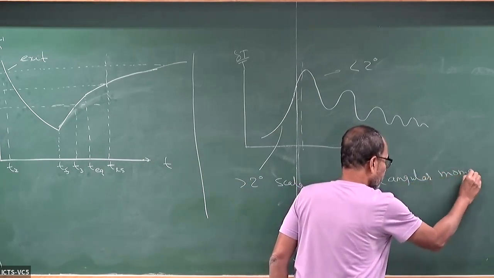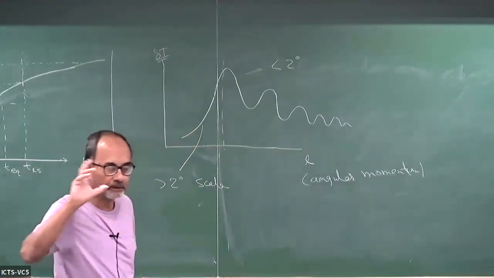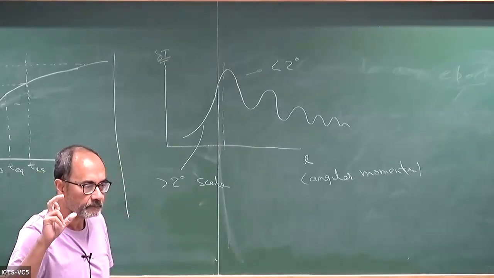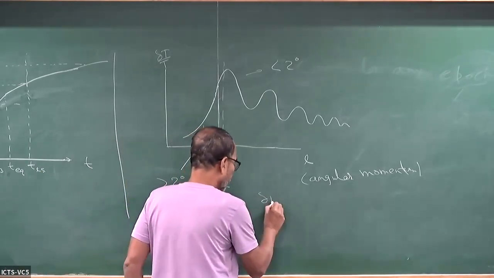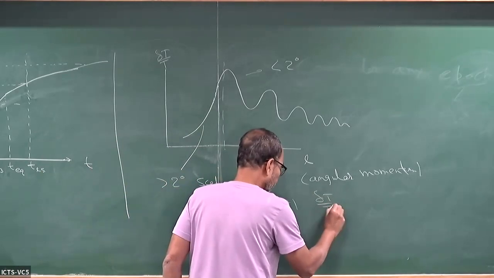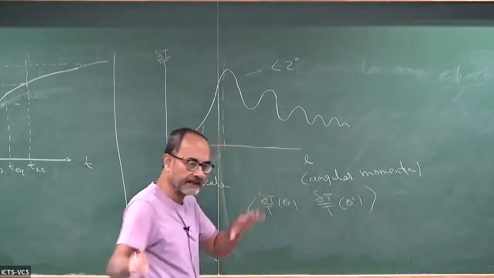What angle are you talking about? It's the conjugate of what angle? The theta angle between the two points on the sky. Right? So what we calculate is this: delta T over T at theta, delta T over T at theta prime, and we calculate the expectation value over the sky.